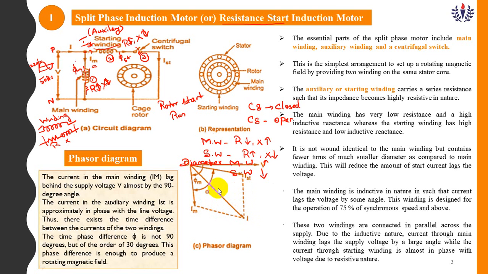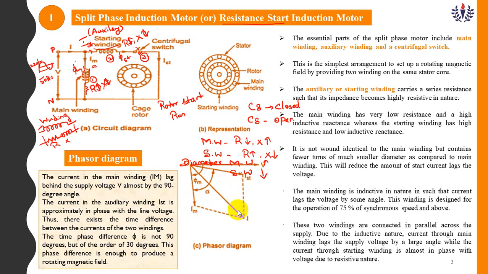Here the current in the main winding, Im, lags behind the supply voltage V at an angle of 90 degrees. The current in the auxiliary winding, that is nothing but the starting winding, Ist, is approximately in phase with the line voltage. Therefore there is a phasor difference between these two. That angle alpha is approximately 30 degrees or 60 degrees.